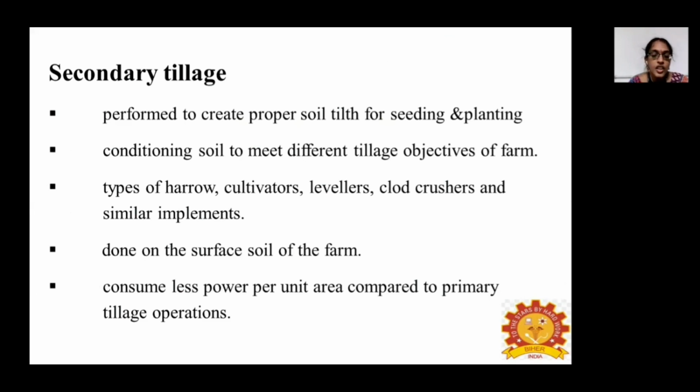So why secondary tillage? What is meant by secondary tillage? It is used to create a proper soil tilth for seeding and planting operations, and it has to condition the soil in order to meet the different tillage objectives of the farm. Harrows, cultivators, levelers, clod crushers, and other similar implements are used here, and it is done on the surface of the soil. The main advantage is that it consumes less power per unit area when compared to primary tillage equipment, so the power consumption is certainly minimized when we are using these secondary tillage implements.